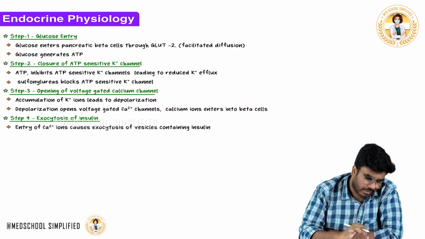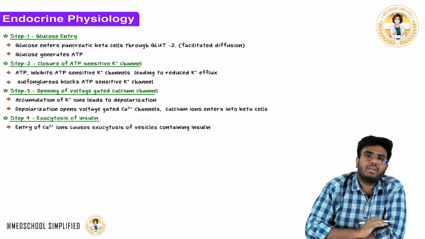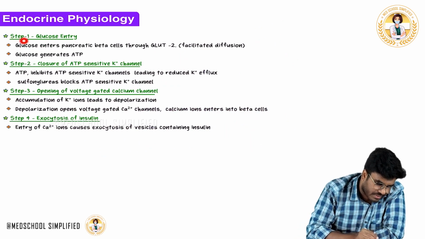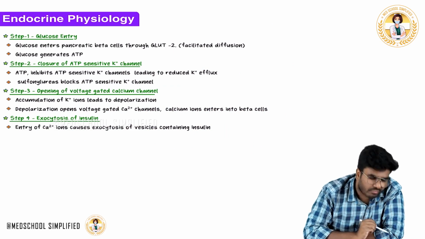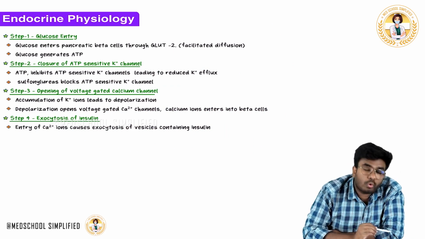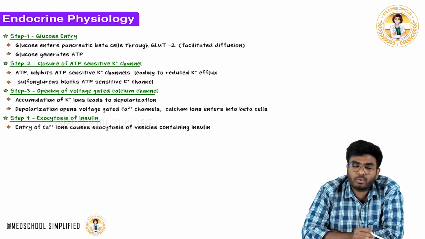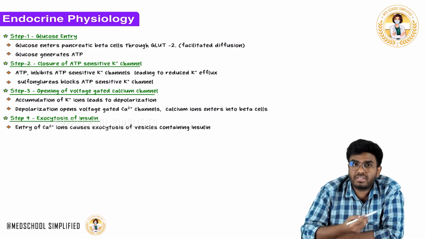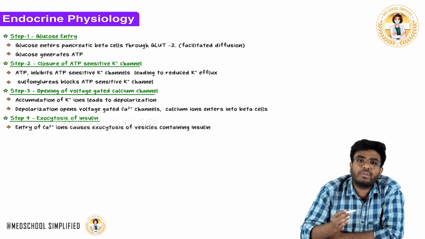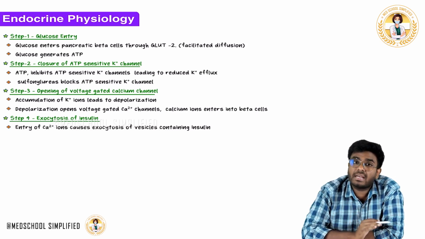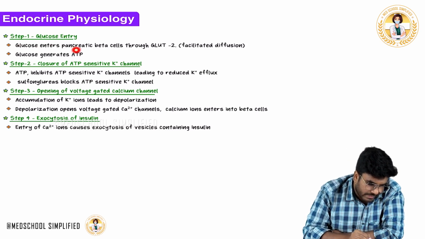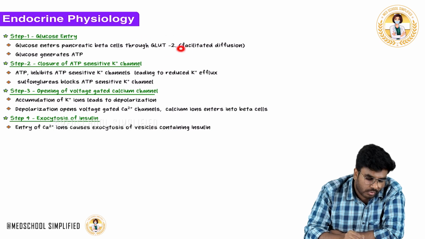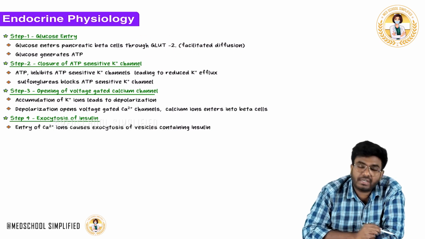Now let's see it step by step. Already we have discussed, but just to make it more clear, there are 4 steps: step 1, step 2, step 3 and step 4. What is the first step? It's the glucose entry. Whenever you eat food, food is digested, glucose levels increase in the blood, and that glucose is going to enter into the beta cell of the pancreas via GLUT2 transporters. So glucose enters the pancreatic beta cells through GLUT2, which is an example of facilitated diffusion.